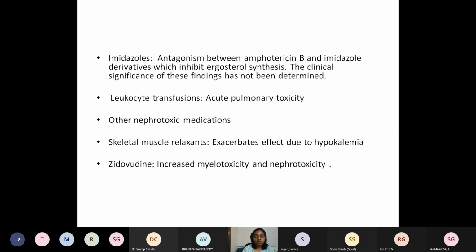When there is a leukocyte transfusion with amphotericin, it has led to an increased incidence of acute pulmonary toxicity. Any skeletal muscle relaxants, it can exacerbate the effect due to hypokalemia. Given along with zidovudine, there is an increased incidence of myelotoxicity and nephrotoxicity.